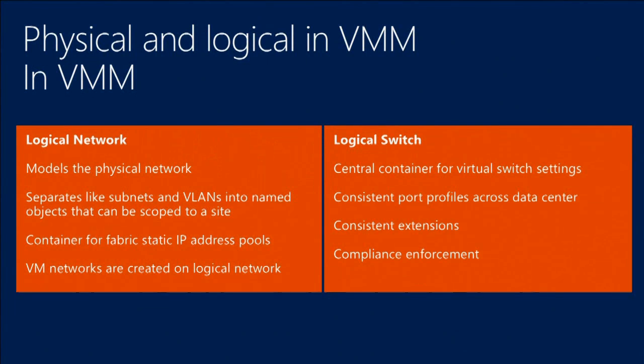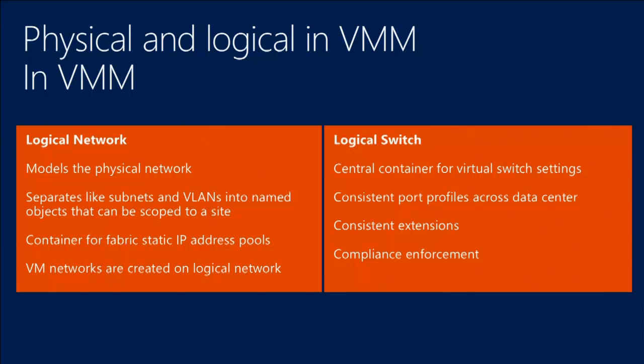There are 2 primary concepts that you're going to deal with when you're setting up VMM. The logical network is a concept that's been around since our 2012 release. The logical network is what lets you model the physical network. We made it very flexible so that whatever types of network you have out there, what VLANs you have, what kind of routes you have between those, you can model that in VMM so that VMM can then figure out which VLAN to assign to a VM, which address space to use for a VM. It's also where we put our static IP pools for the fabric networks so that we have a container for that as well.